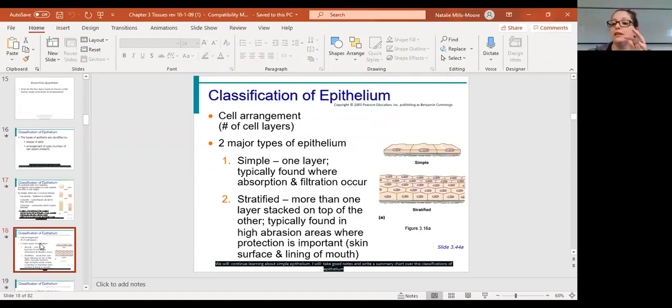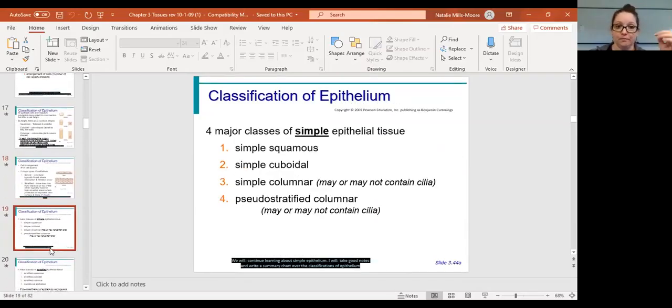Then we have to worry about the layers of cells that we have. So we can have simple squamous, simple cuboidal, simple columnar, and those are all just one layer thick. Then you can have stratified squamous, stratified cuboidal, stratified columnar, and those are all multiple cells thick. And then there's pseudostratified, which actually ends up being one layer thick, but it looks like the nuclei are at different layers in the cells, and so it looks like it's supposed to be stratified, and it's not.